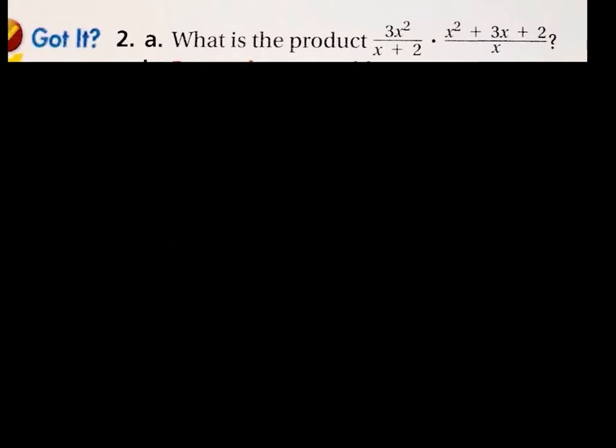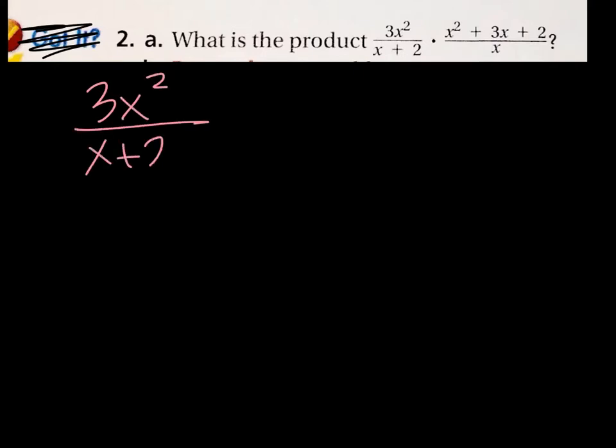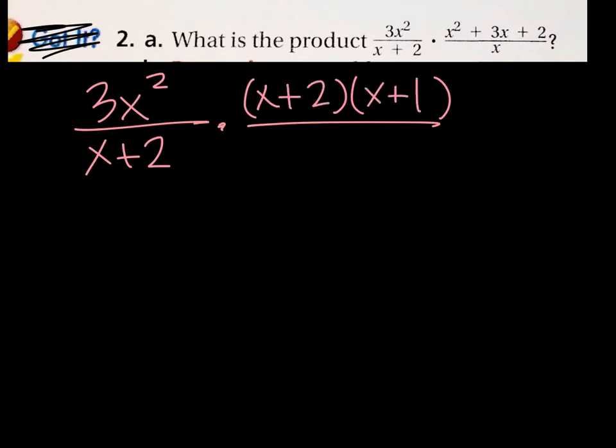All right, got it. Number 2. We want to multiply those. This is not actually a got it question, even though it says it. We're going to factor. So top left, we can't factor. We're going to leave 3x squared. Bottom left, we can't factor, so we're going to leave x plus 2. Top right, we can factor, and that's going to factor to x plus 2, x plus 1. Bottom right, I'm left with x.